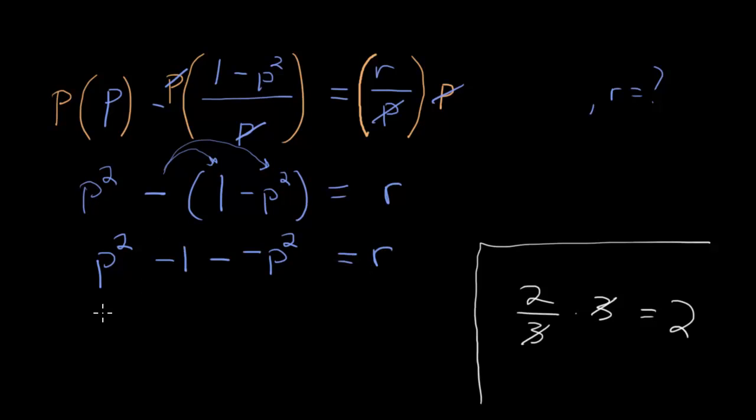And what does this become? We've got p squared minus 1 minus p squared, which is the same as plus p squared, equals r. And I can combine like terms. I've got a p squared plus a p squared, which is 2p squared. And I've still got my minus 1. And this all equals r. And this finally does match an answer choice. It matches answer choice D.